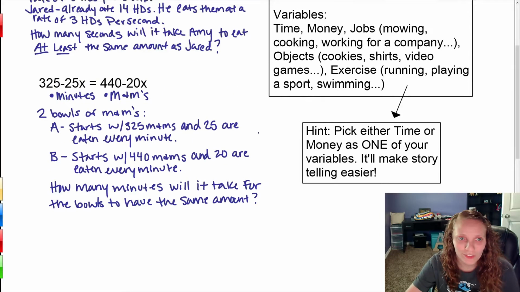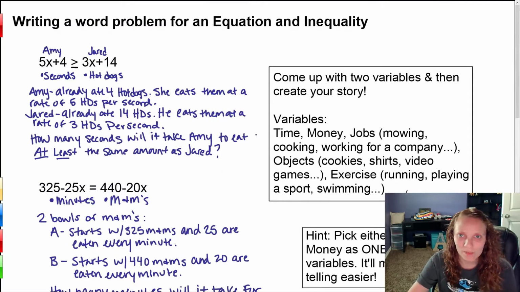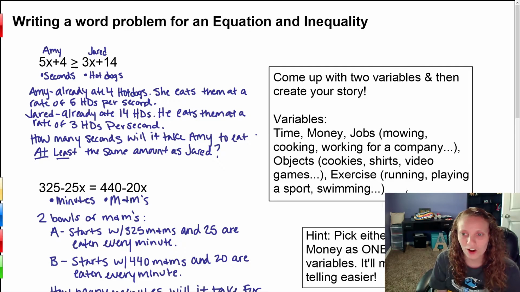Okay guys, don't forget, when trying to come up with your story, you need 2 variables. I highly suggest time or money be one of them. I use time in both situations, but you can talk about working a job and earning money. Okay, you can get creative with money and jobs, or money and selling items. Okay, and watch your profit grow, that kind of thing. But anyways, you need 2 variables, and then please pick one to be either time or money to make it easier for you.